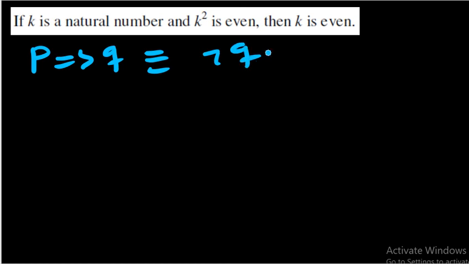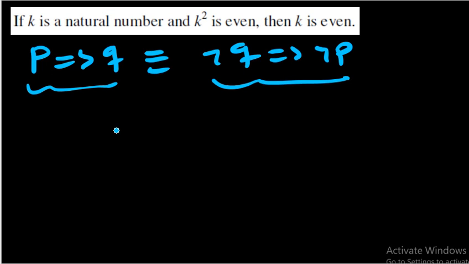But how to prove such a statement? The premise here is k squared is even. This is a premise, and this is going to be the conclusion. Therefore, to prove this kind of statement, we can apply the contrapositive. What does a contrapositive say? P implies Q is the same as negation Q implies negation P. So we'll check the contrapositive. That means we consider the negation of the conclusion as true, and then we will see the process.